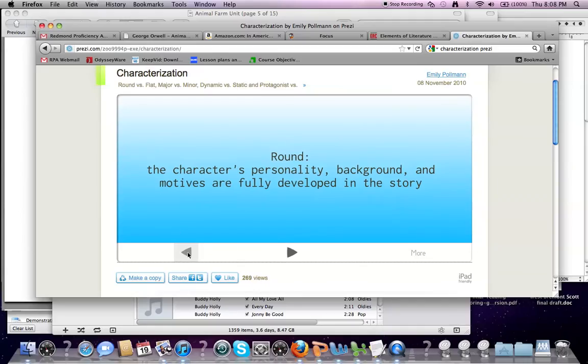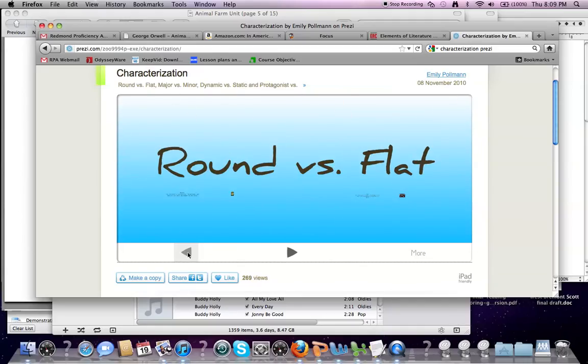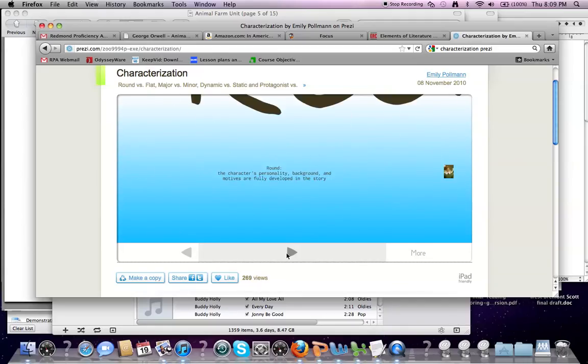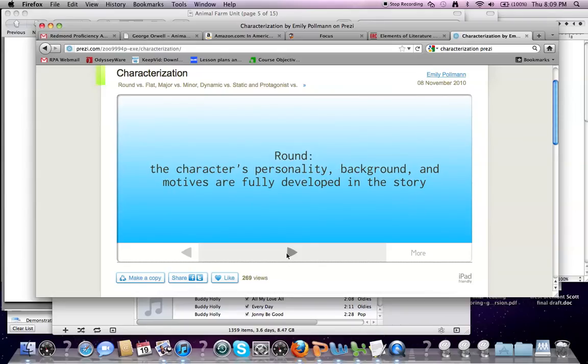Actually, I'm going to back up just a little bit. So we're going to look at round versus flat characters. I'm sure some of you remember this. Round characters: the character's personality, background, and motives are fully developed in the story, and we truly understand that. And we're going to look at Napoleon as a very round character in Animal Farm.